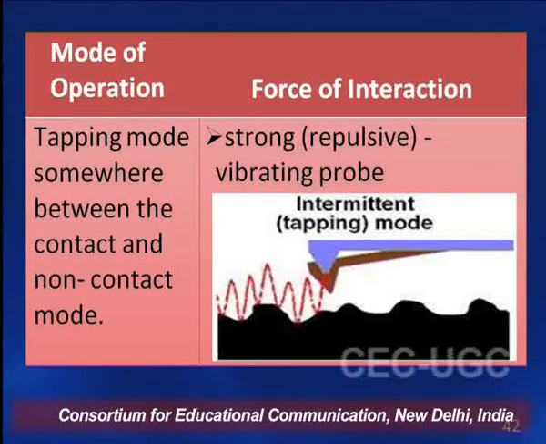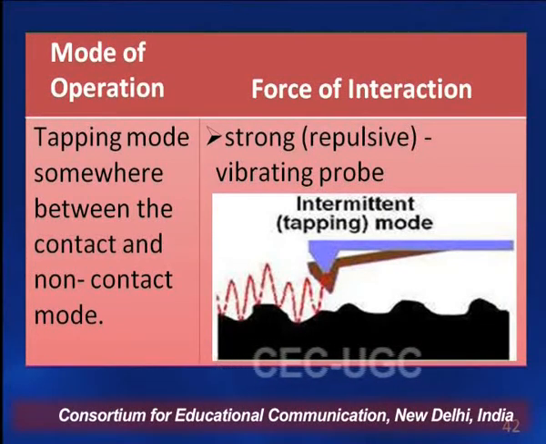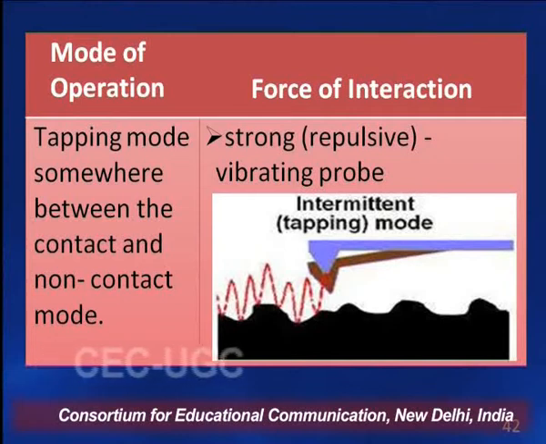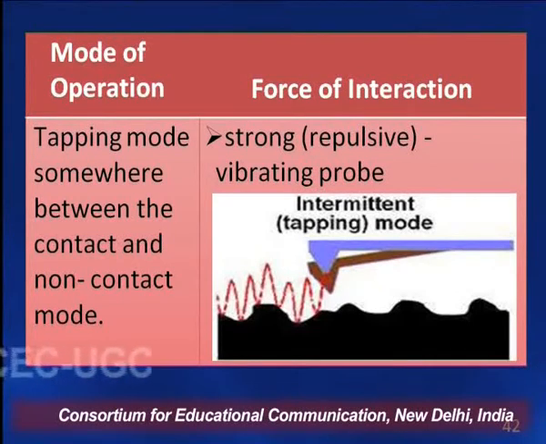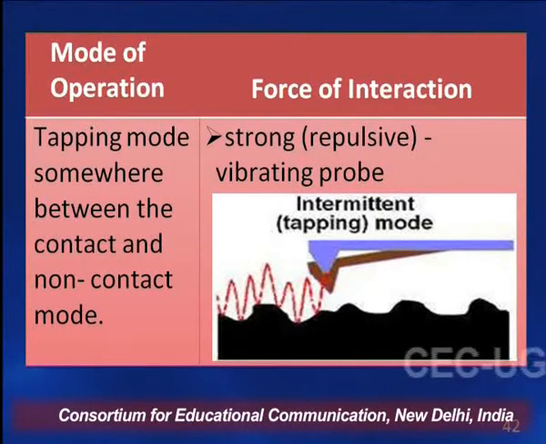Next is the tapping mode. In this tapping mode, it is somewhere in between the contact mode and the non-contact mode. Here, on the right hand side, sometimes it will be in contact with the sample, sometimes it is above the sample, and you see on the screen how it is moving. This is the tapping mode. The cantilever goes down to the surface and then up again. It means there is a vibration of the cantilever, and the force of interaction is strong repulsive force.